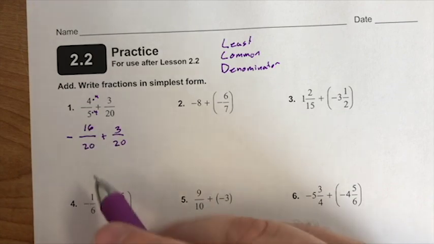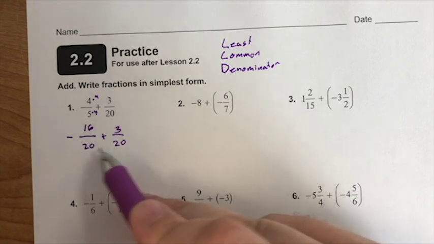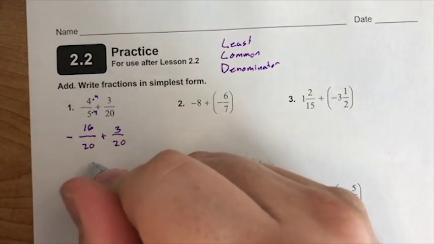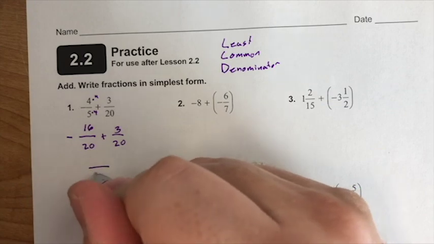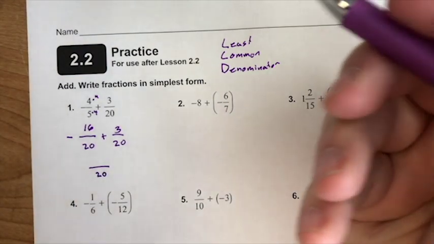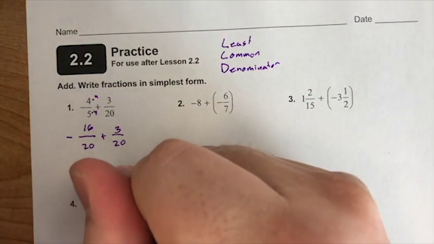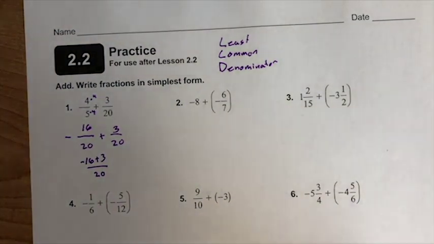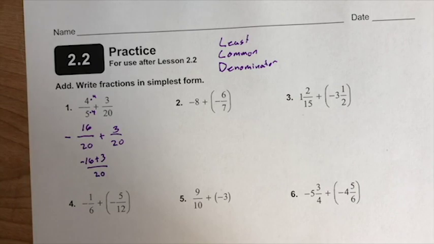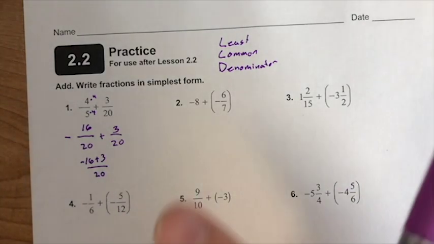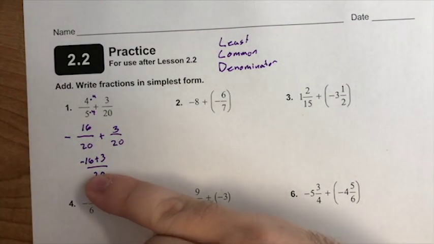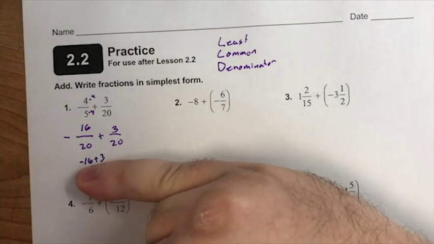Now that I have both of these with the same LCD, I can actually add. Well, what do I do? Since I know they both have 20 as the denominator, I can say negative 16 plus 3 in the numerator, all over 20. Now, this is just simple addition. We're not going to do anything with the denominator, so I'm just going to cover it up for a minute.